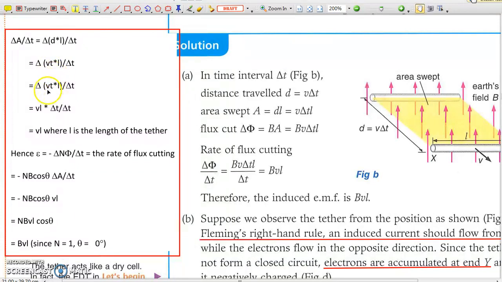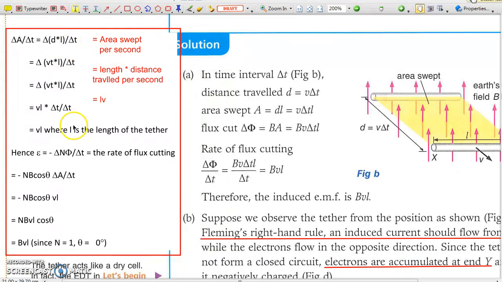And then in this way you will see V and L are constant, and so you will have something like delta T over delta T. Eventually, this delta A over delta T is V times L, speed multiplied with the length of the tether. If you find such derivation difficult, you may actually find the area swept per second. That would also be delta A over delta T, and that will eventually give you LV as well.